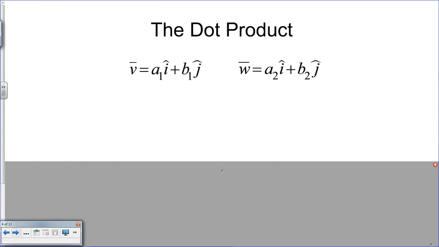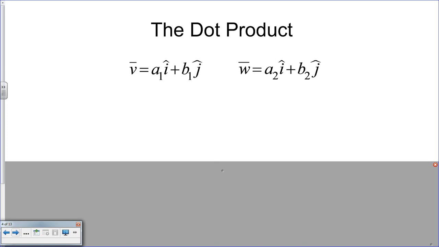Now the dot product is one of two things that we can do to quote-unquote multiply two vectors. Now I've got two vectors here, v and w. They are in ij form. We have v equal to a1i plus b1j, and w equal to a2i plus b2j.